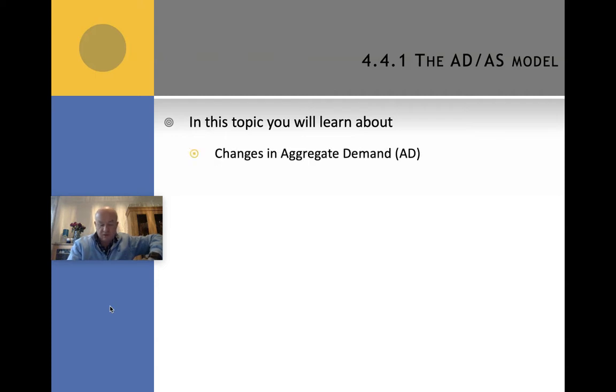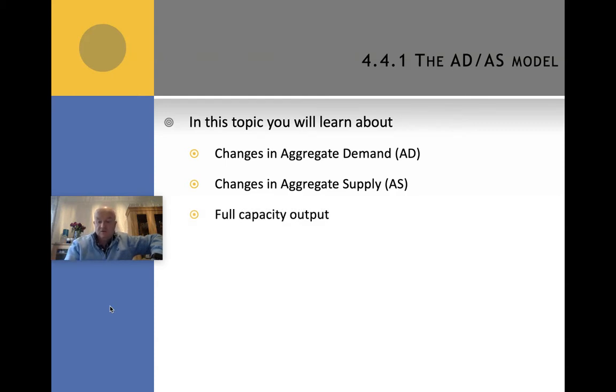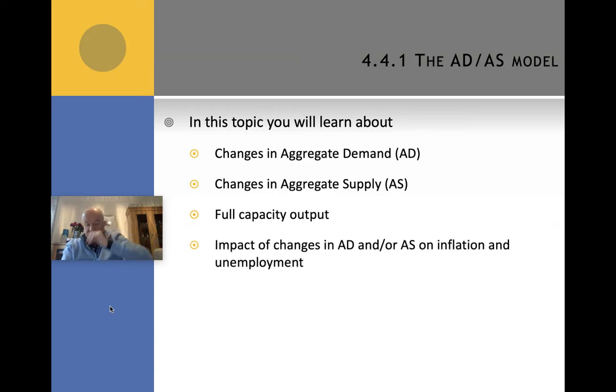First things first, we're going to look at changes in aggregate demand, shortened to AD. We're also going to take a look at aggregate supply and the changes in aggregate supply, or AS for short. We'll also look at full capacity output and how that has an effect on both of those things, and also some of the macroeconomic indicators that might be affected by full capacity, and also the effects of changes in aggregate demand and aggregate supply on inflation and unemployment.